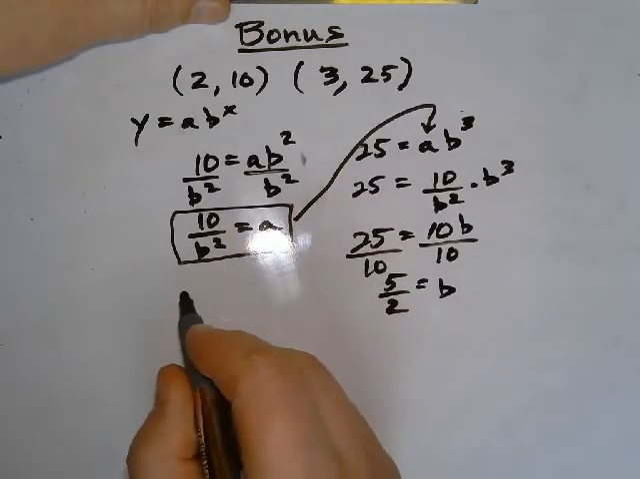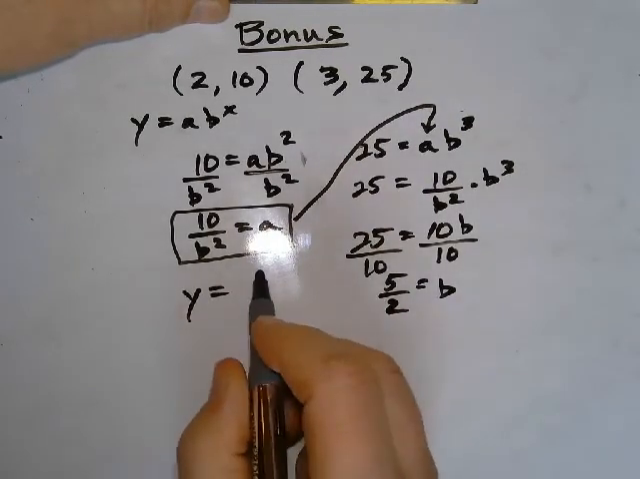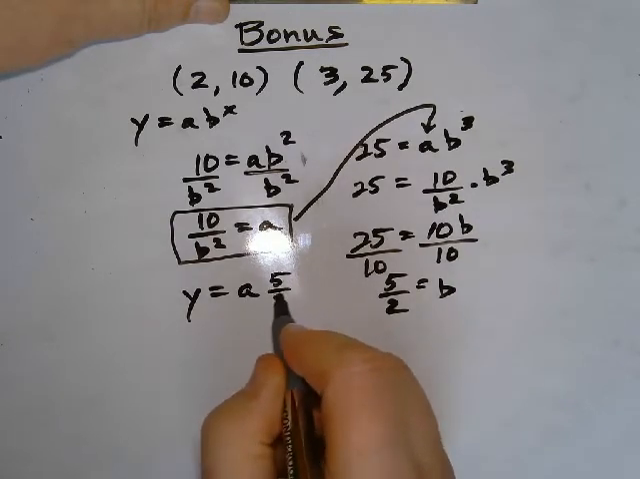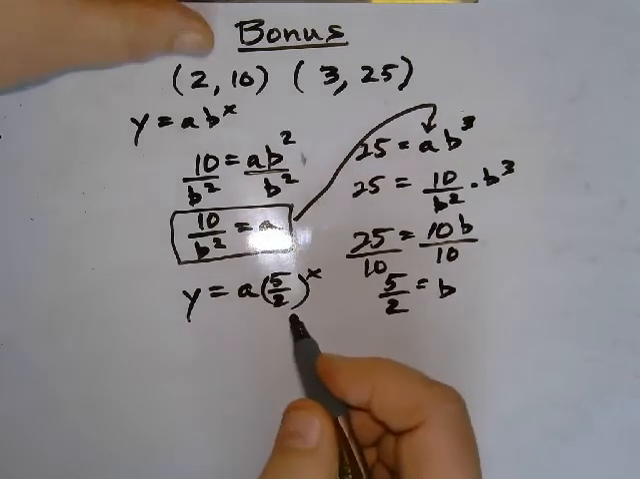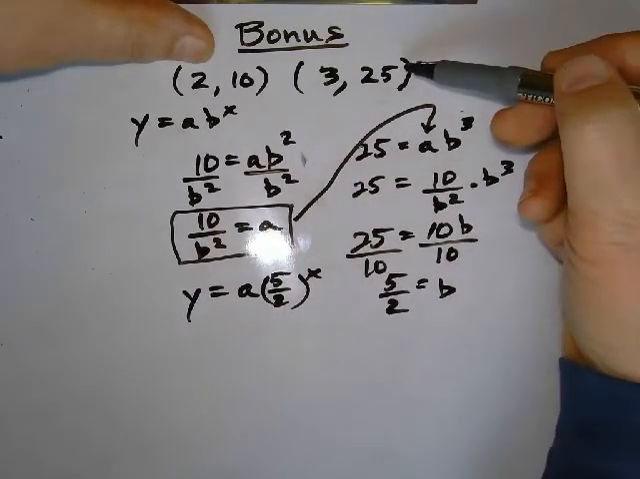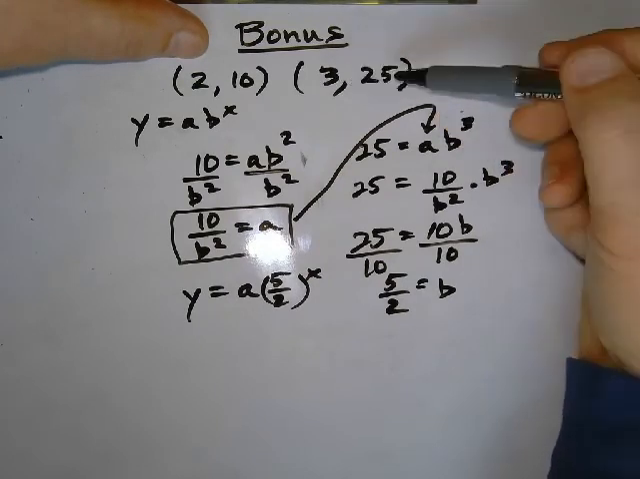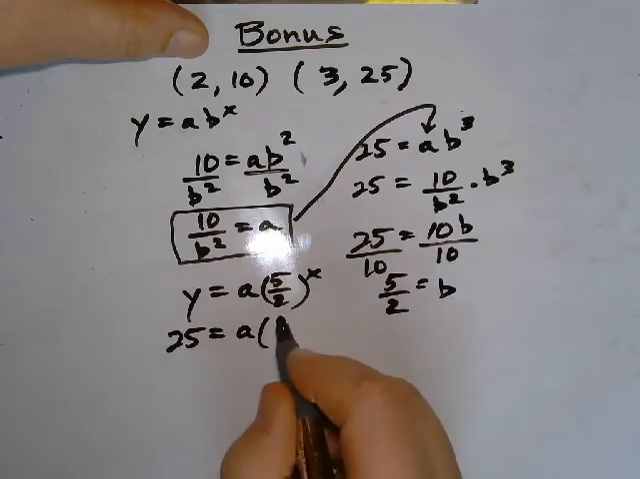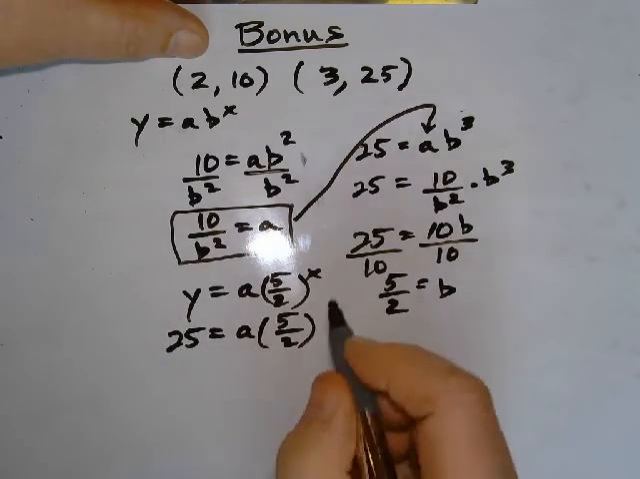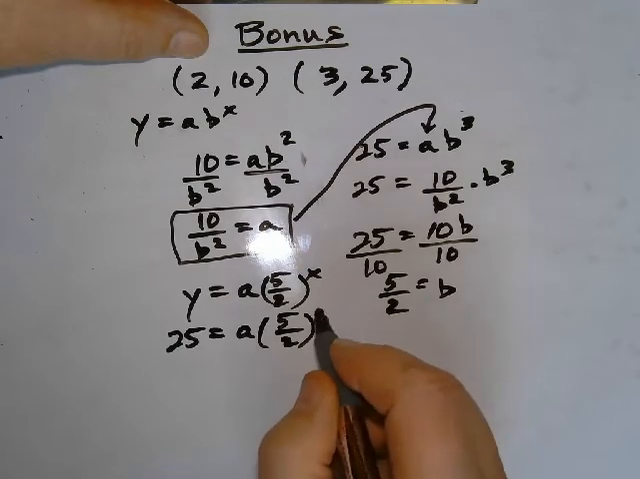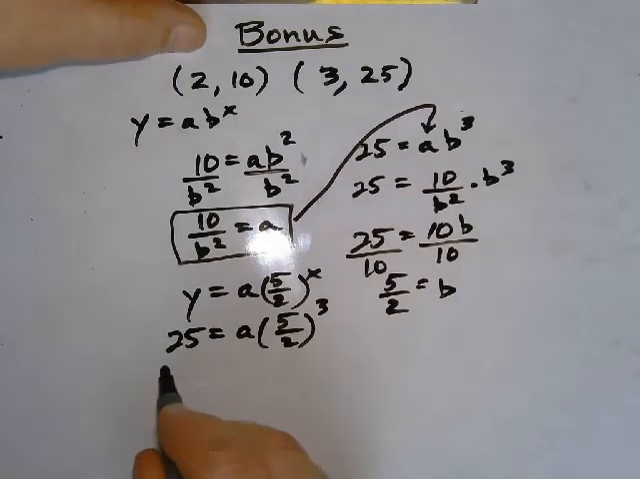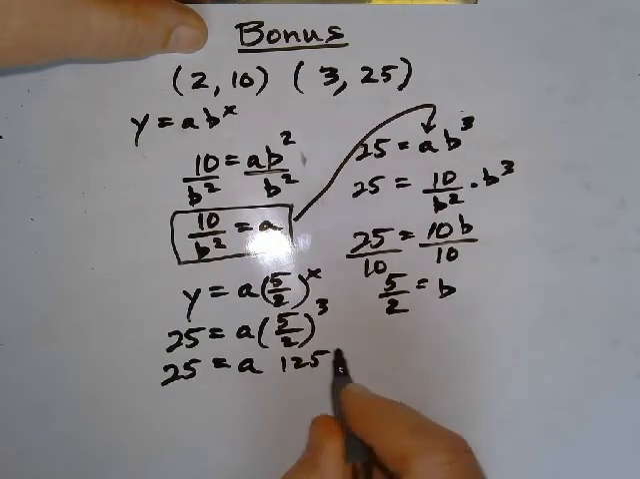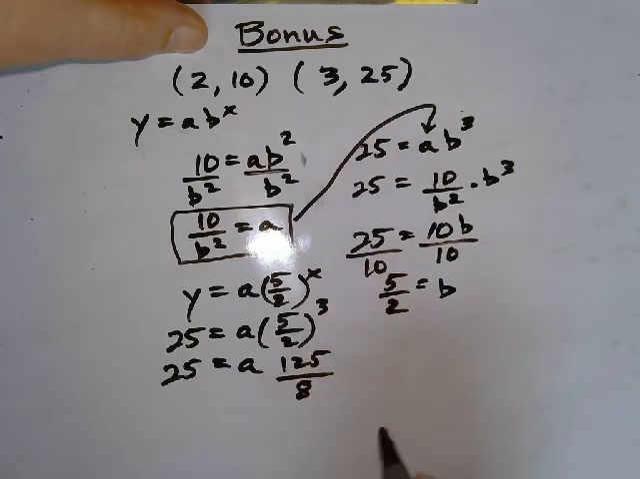Now we're going to take that and stick that back in just like we did before. And this time the base is 5 halves. Okay, and we're going to stick one of these numbers in. Let's stick the other one in this time, just to make a point here. If this ordered pair is 3, 25, we'll stick 25 in here. A we don't know. X is 3. Well, this might be a little harder because I got a higher exponent here, but let's find out. 5 to the third is 125. 2 to the third is 8.